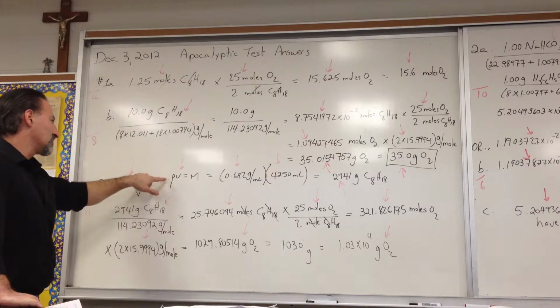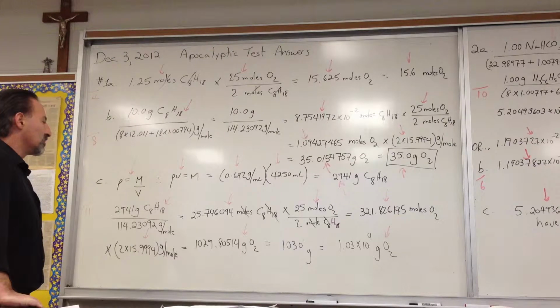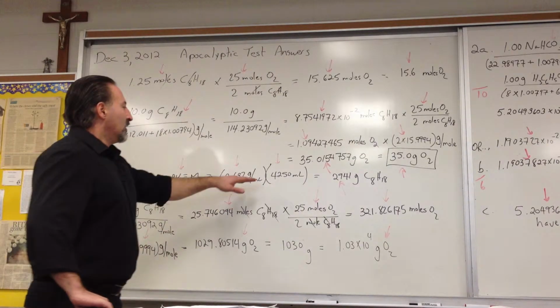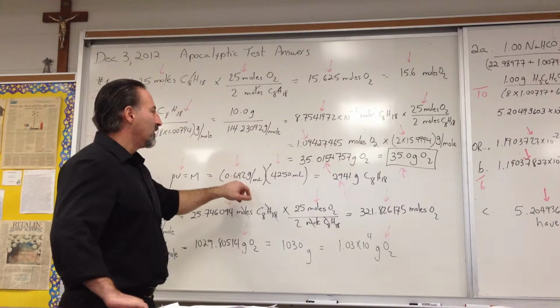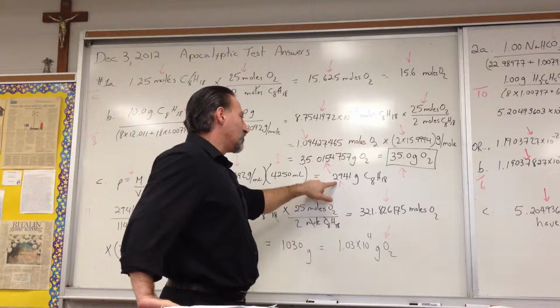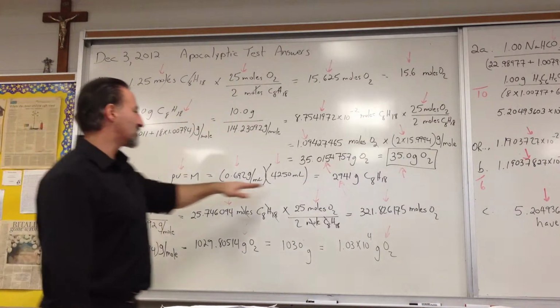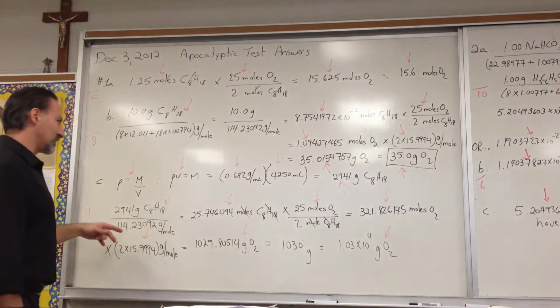So if you transpose the v so that it's next to the density symbol, then to solve for m, then you got a point for that. Then if you plugged in the numbers correctly, you got 2 points, 1 for each number, and then you got a point for the answer. 2,941 grams of octane, but you're not finished. Some people even stopped right here, and they thought that was the answer. That's not the answer. That's halfway to the answer.